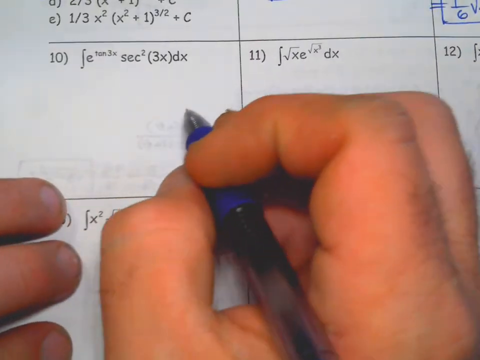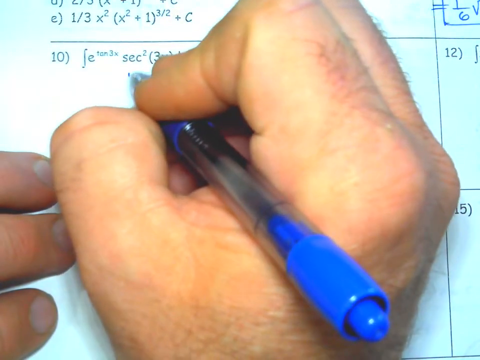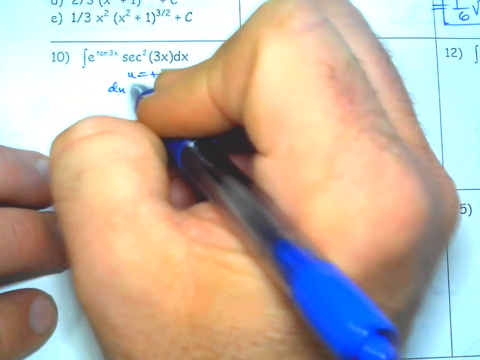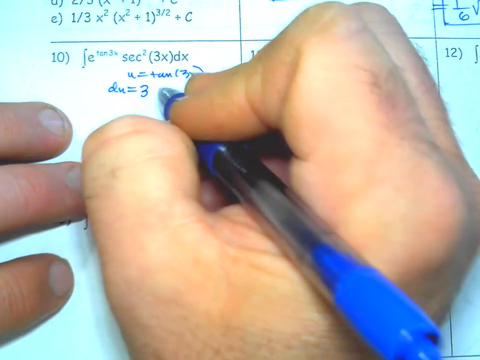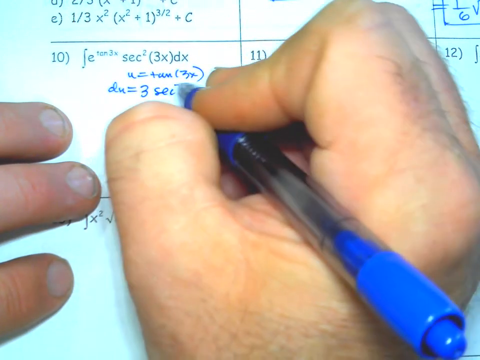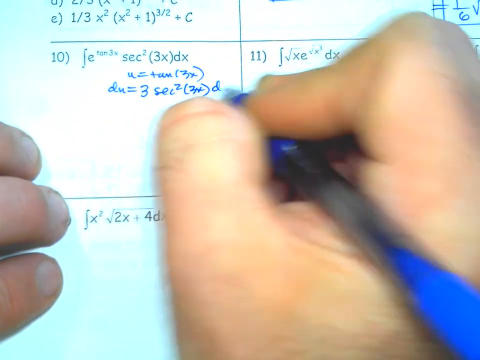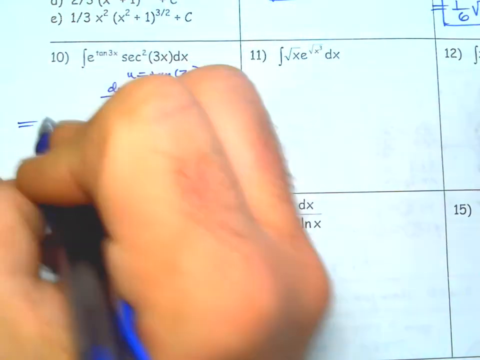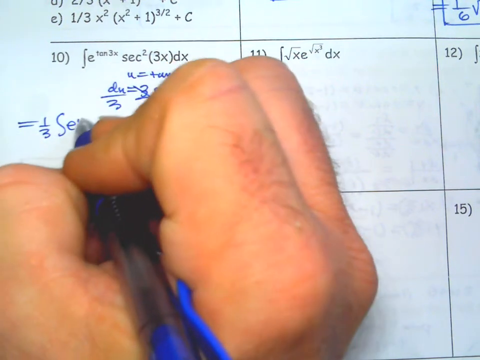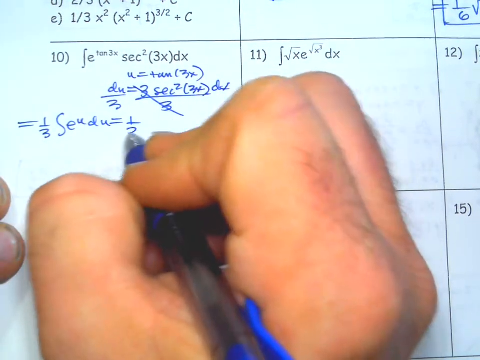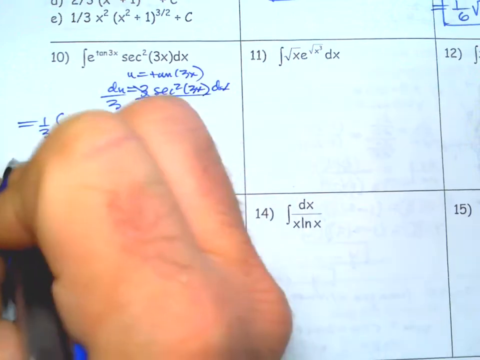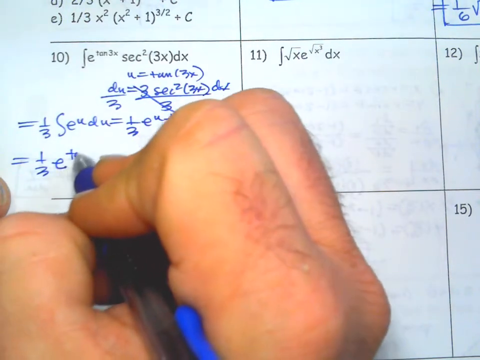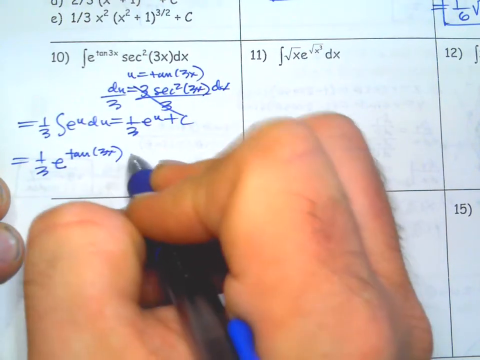Okay, I think here u is going to be tangent 3x, and du is going to be 3. The derivative of tangent is secant squared, and then you have to do a chain rule there. I don't want the 3, but the secant squared works perfectly. So that's going to be 1/3 e to the u du, so it's going to be 1/3 e to the u plus c. So it's going to be 1/3 e to the tangent 3x plus c.